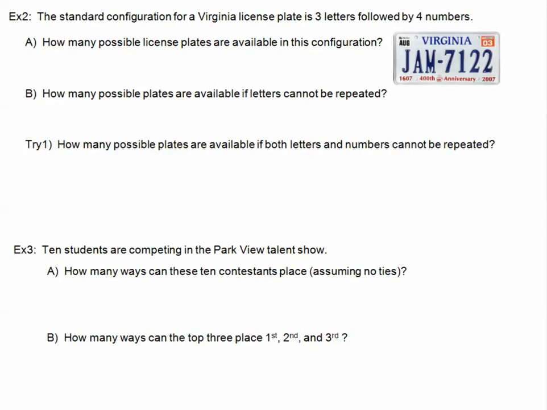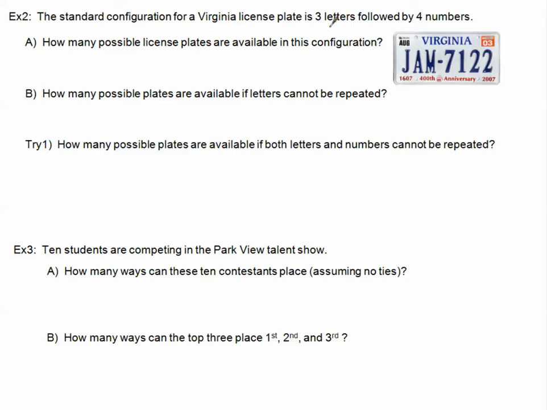Let's look at example 2. Example 2 is dealing with our license plates. It says that the standard configuration for a Virginia license plate is 3 letters followed by 4 numbers. And here's a little picture of a nice little Virginia license plate. A, it says, how many possible license plates are available in this configuration?